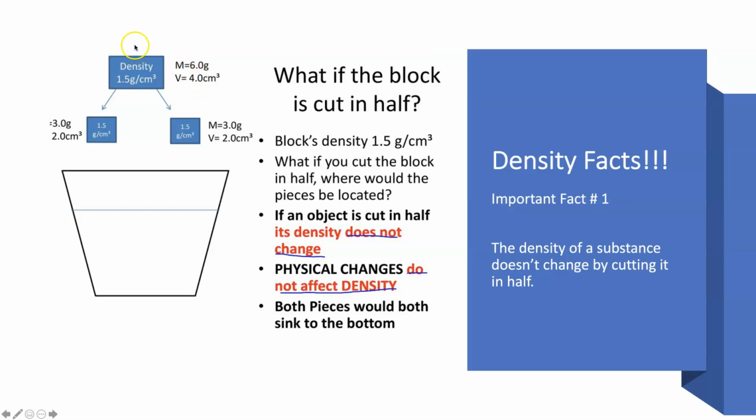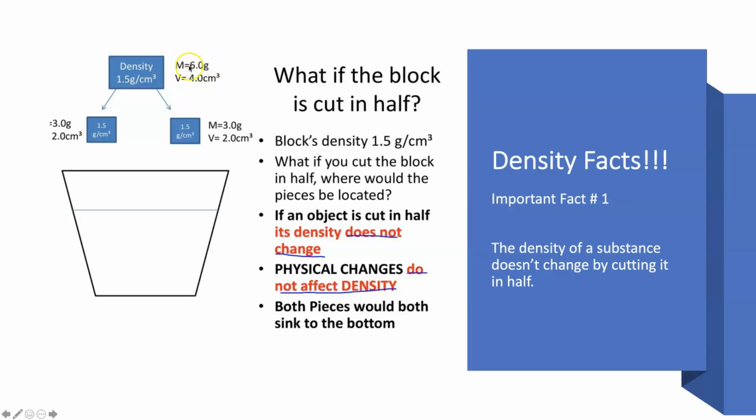If you took this block, whether it's wood, metal, whatever it is, and you cut it in half, what happens is the mass will change. It's now 3 for each block, right? For a total of what was 6. And your volume will also change. It'll be halved, and it'll be 2, okay? 2 and 2 here is equal to your original block, which was 4.